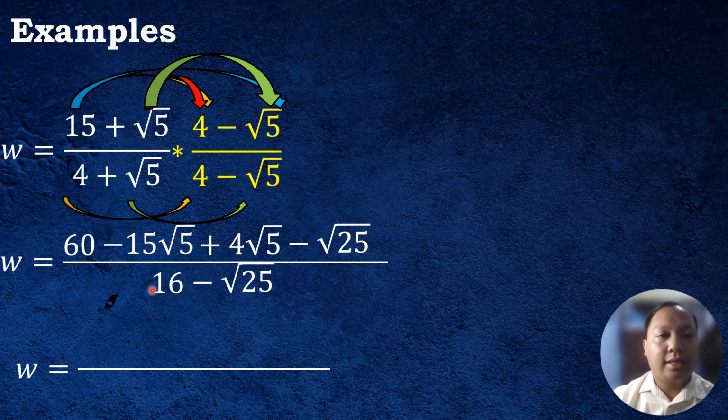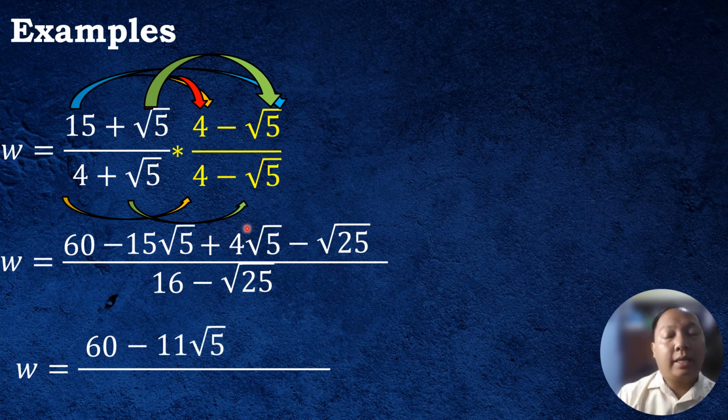Let's proceed. Isa-isayin natin. Bring down 60. Now, negative 15 square root of 5 plus 4 square root of 5 is negative 11 square root of 5. Again, bakit? May utang kang 15, may pera kang 4. So, negative 11 square root of 5. Now, minus, alam naman natin na ang square root ng 25 is 5. So, yung minus square root of 25 ay magiging minus 5.